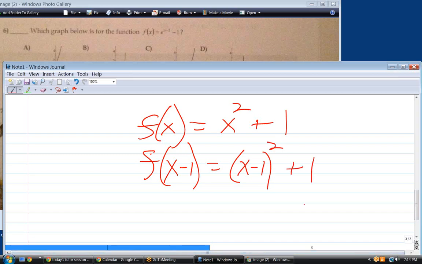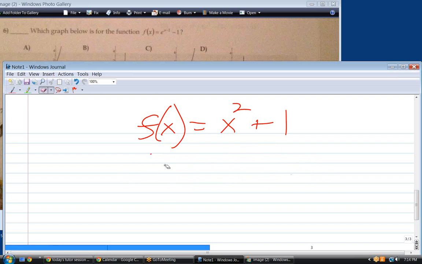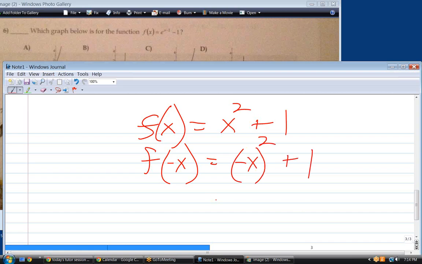In other words, no matter what is in the parentheses, whether it's a number or a variable, you substitute it back into the original function. That's real important to understand. So, what have I said? What is f of minus x here? It would be negative x in parentheses squared plus 1, which turns out to be the same thing as x squared plus 1.